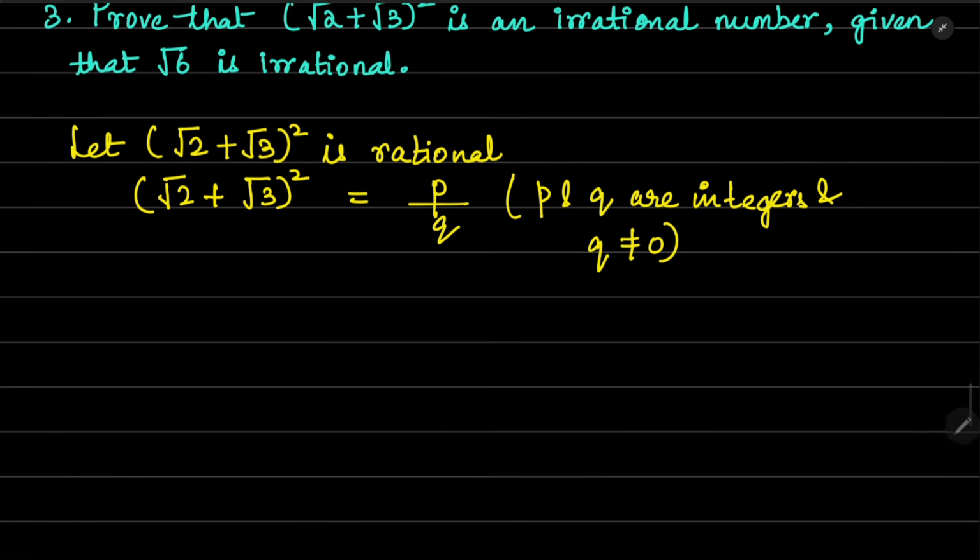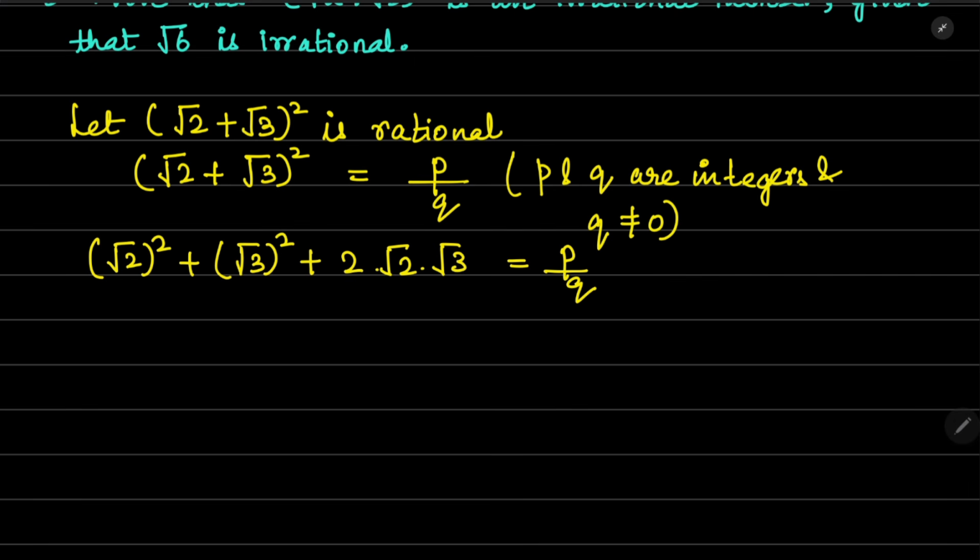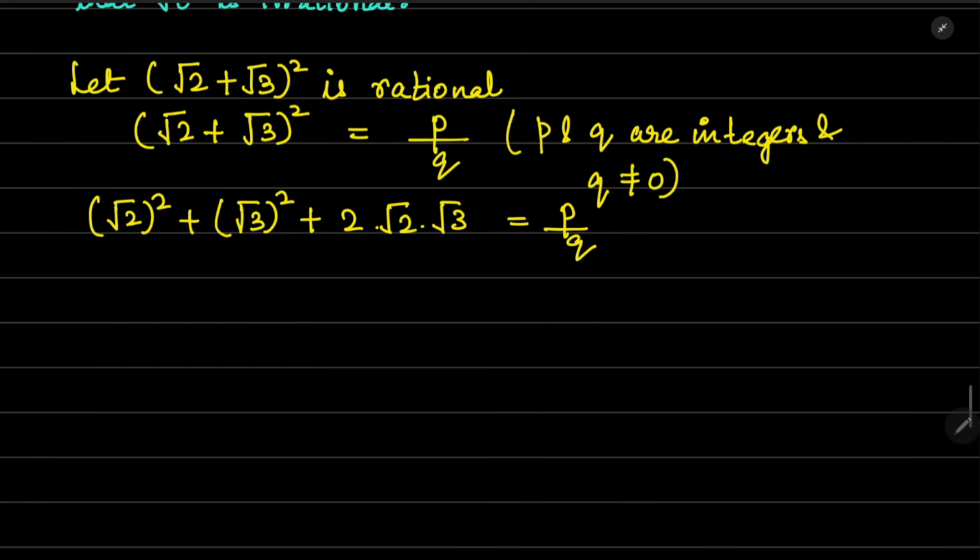Right, the same way. Now let us expand and open the bracket, using a plus b the whole square, so it is a square plus b square plus 2ab. 2 into root 2 into root 3 equal to p by q. We did not do anything. We just opened the bracket and we solved it. Now let us solve here, the left hand side.